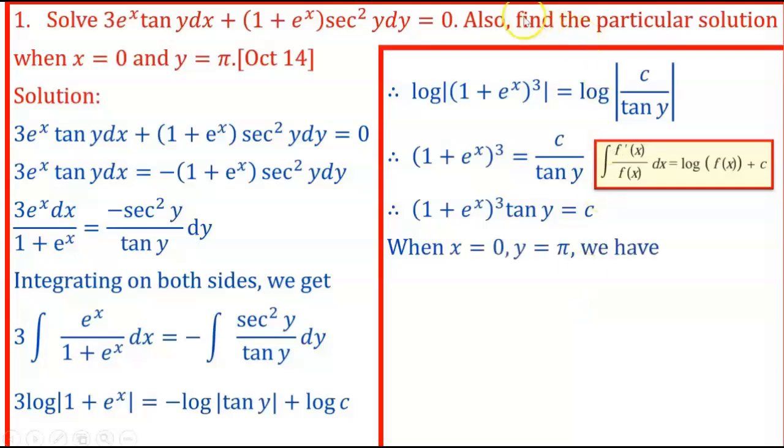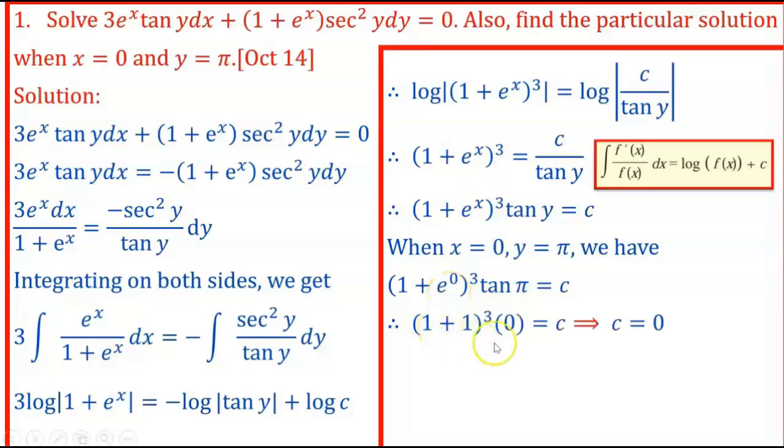Now we want to find out the particular solution. And we have given the values of x and y. Here x is equal to 0 and y is equal to pi. If we substitute here x equals 0 and y equals pi, then you will get e raised to 0 is 1, (1 plus 1) raised to 3 into 0, and overall the value of c will be 0, and hence after substituting the value of c in this equation, okay, this is equation number 1.